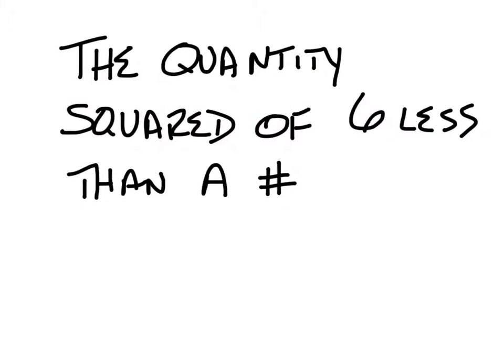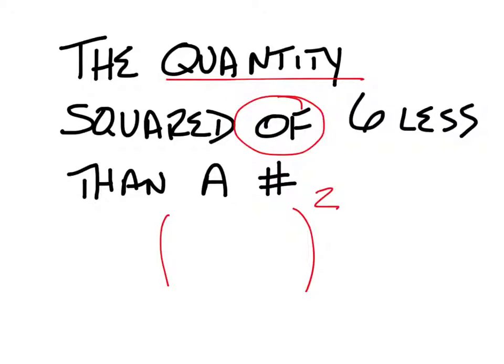The quantity squared of 6 less than a number. Now what does this mean again? Yeah. You make the parentheses and then you put the square number on the outside of the parentheses, right, and then you would subtract. Subtract, right. 6 or x. It would be 6 minus x.